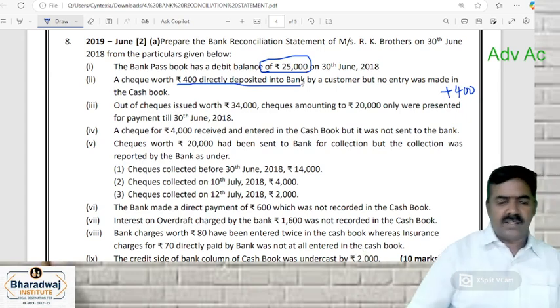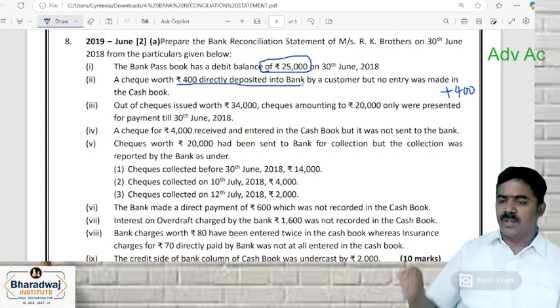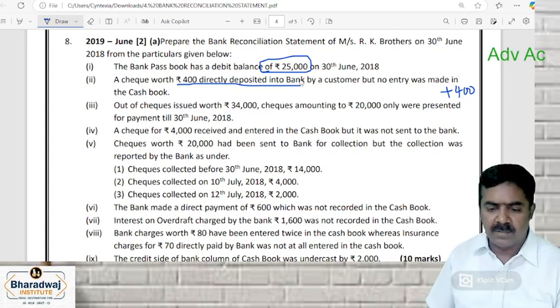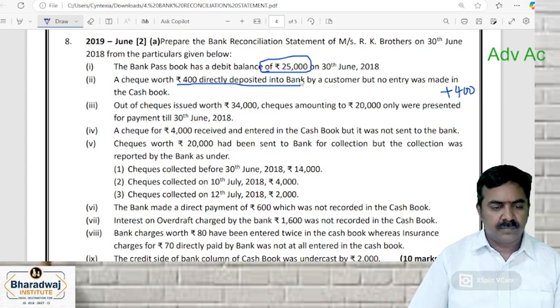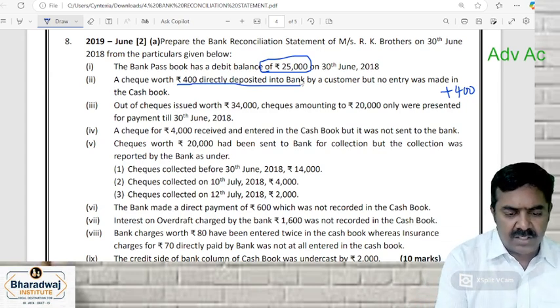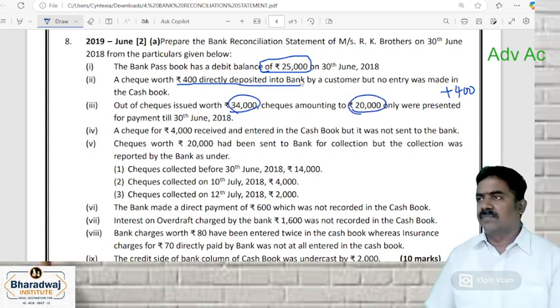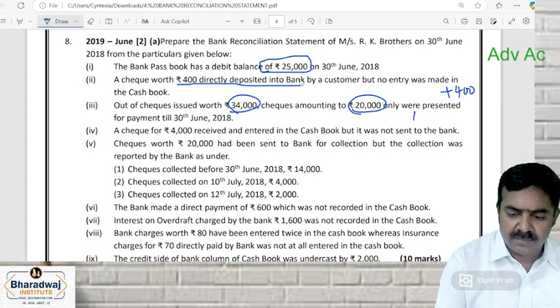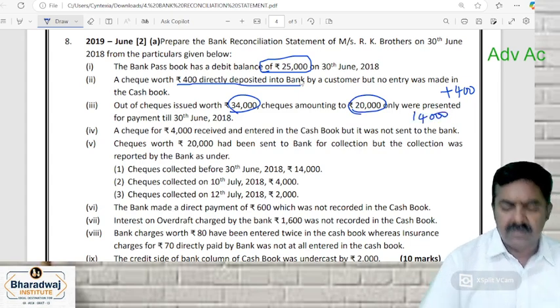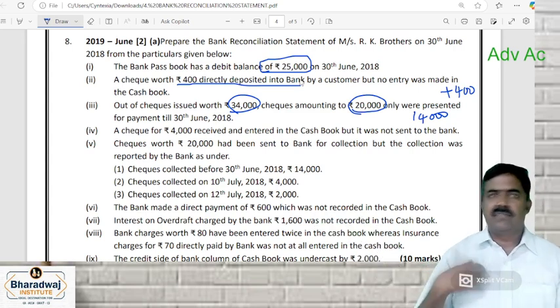Okay, we have added, customer has not added, so minus 400. Since OD is a starting point, plus 400. Out of the check 34,000, only 20,000 is paid. So what is extra? 14,000. Customer would have deducted, we have not deducted.